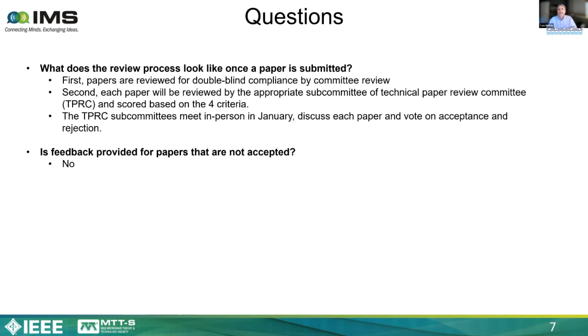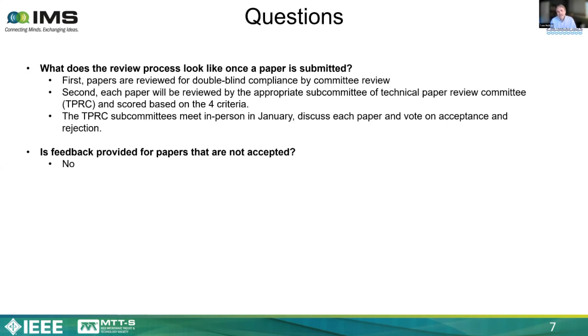So these are reviewed offline, but then the technical program review committee subcommittees meet in person in January, discuss each paper, and then vote and determine acceptance or rejection. So there is this process where the subject matter experts in the subcommittees get together and agree on disposition of papers, and they have that discussion.